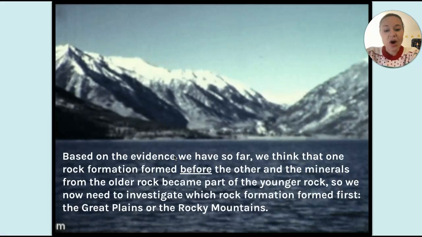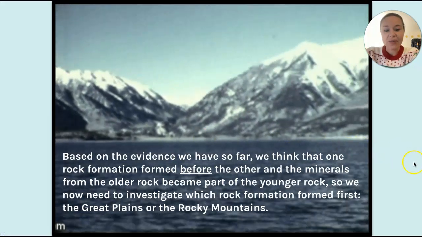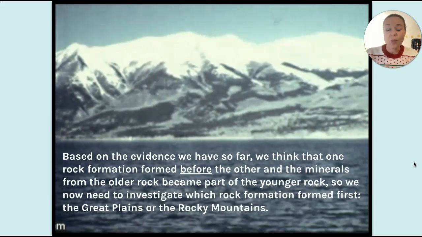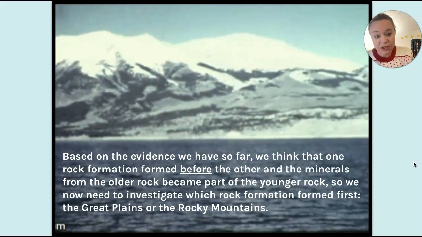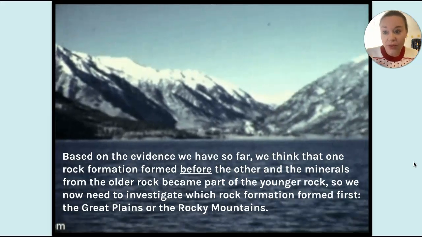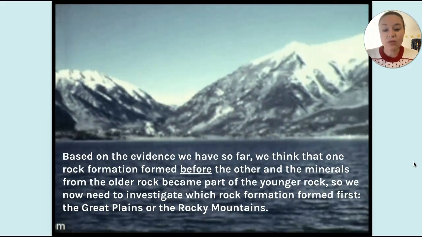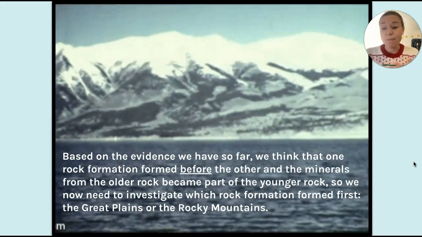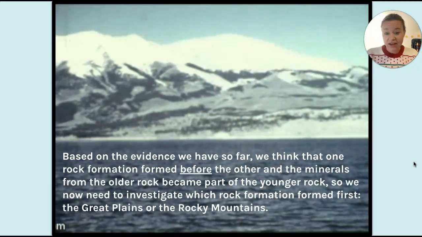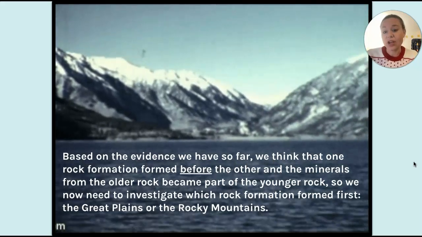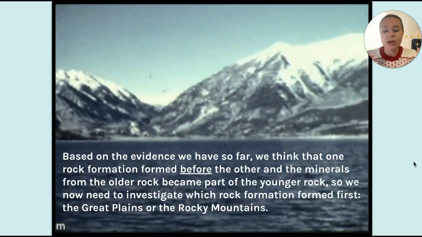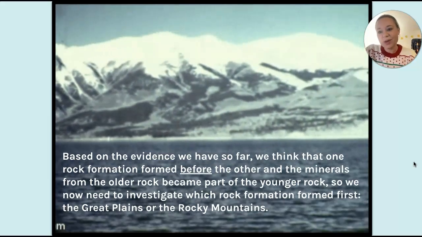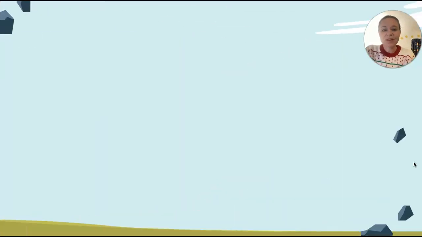All right, we know from our first lesson that we think that one of the rock formations formed before the other. So when we talk about one of the rock transformations, we're talking about either the Great Plains or the Rocky Mountains. One of them formed before the other one, and then the minerals from the older rock became part of the newer, younger rock. So now we're going to investigate which rock formation formed first. Do we think it was the Great Plains or do we think it was the Rocky Mountains?